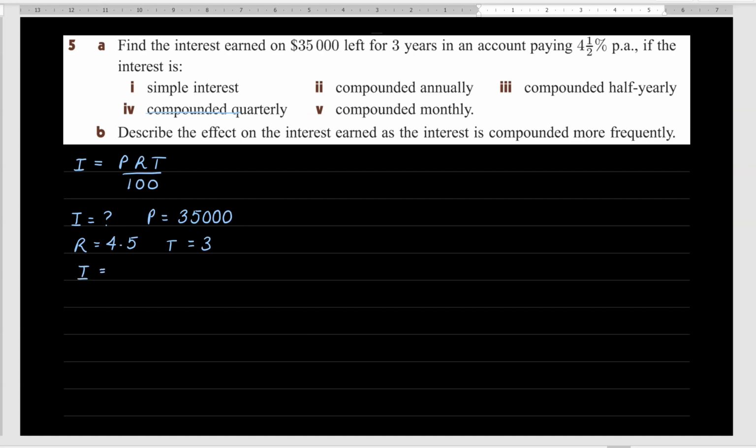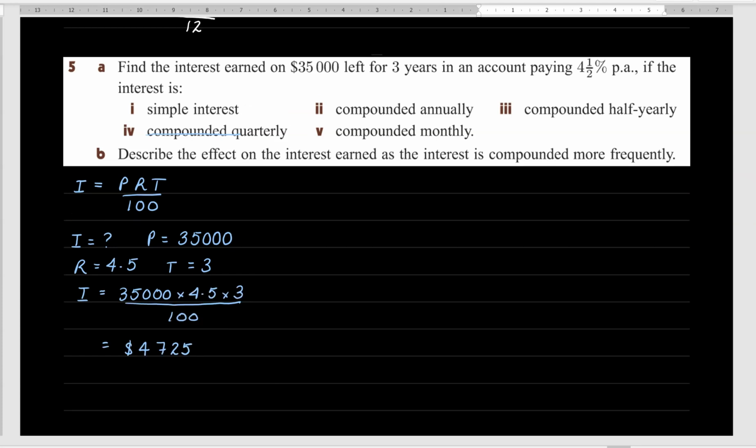So it's a simple matter now. P times R times T, so it's 35,000. That's one too many zeros there, getting a little bit excited. So we just pop that into our formula. So we've just popped that into our calculator and we end up with the $4,725 in interest.